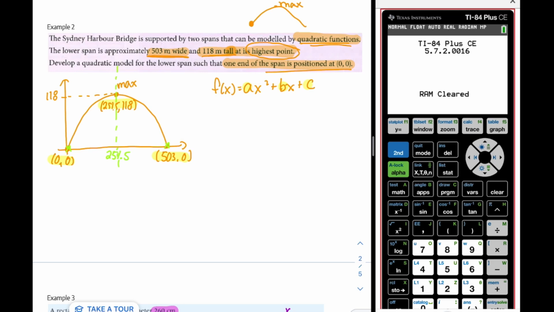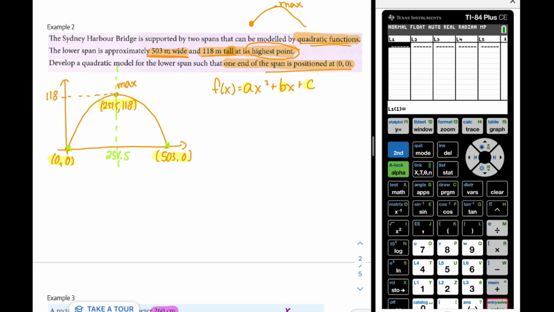In your calculator, we're going to go to Stats, Edit. List 1 is going to become our x coordinates. I'm just going to short form it. And our list 2 is going to become our y coordinates. You need to make sure that we put them in order. So if we start with the coordinate (0, 0), we're going to have the x coordinate 0 and the y coordinate 0. If we do our maximum, we have 251.5, and its matching y coordinate has to be 118. And if we do the last one, we should have something like this. So go ahead and put this into your calculators.